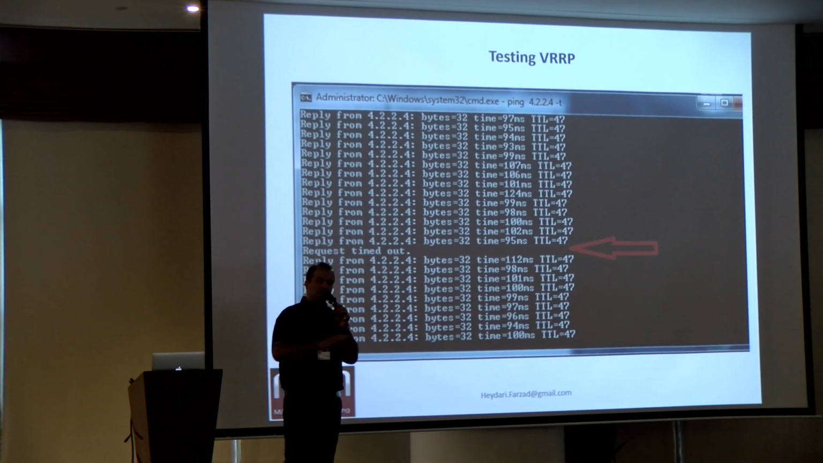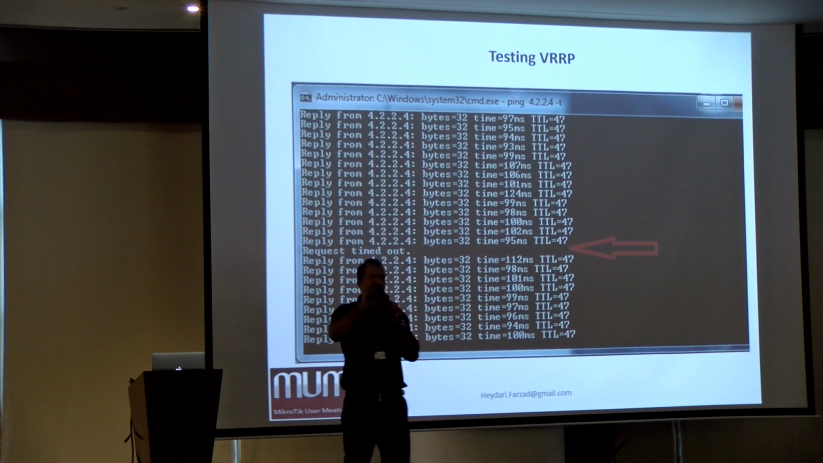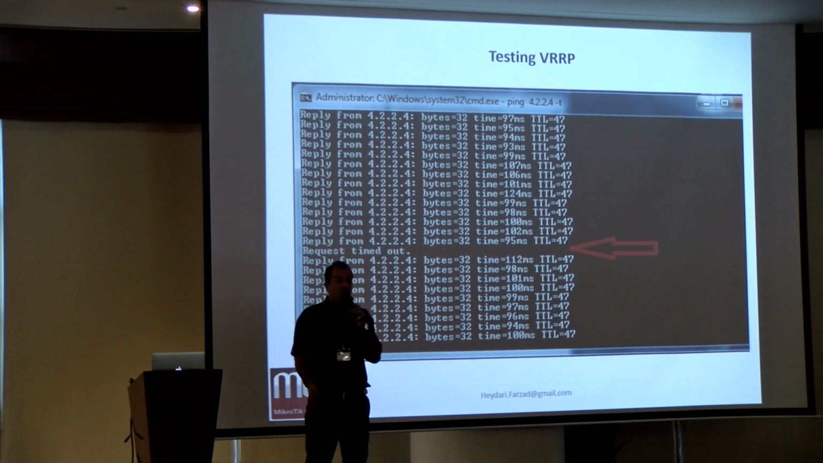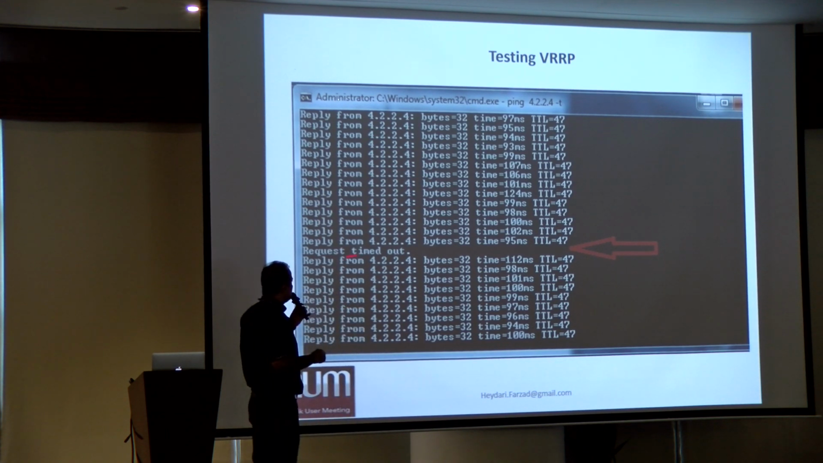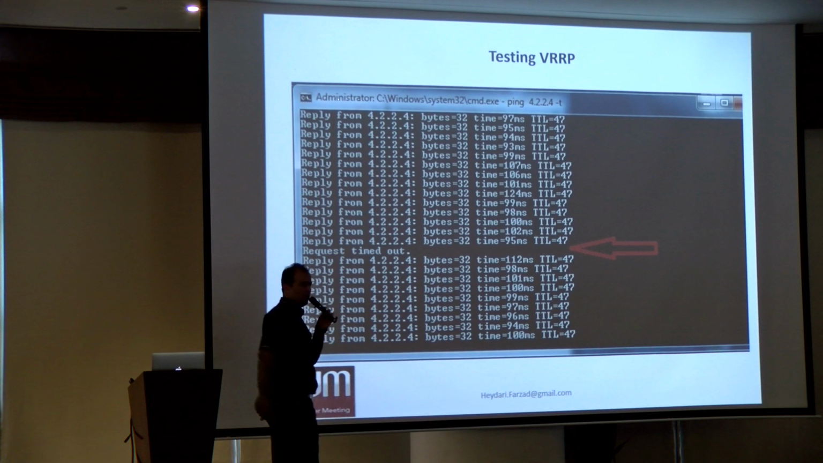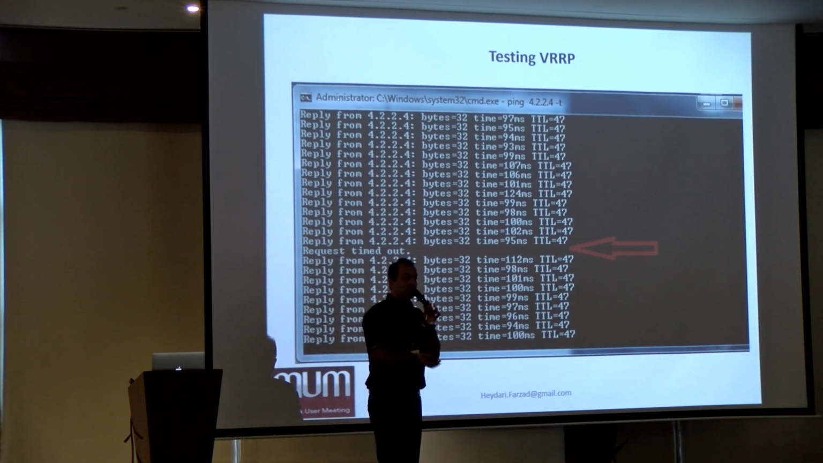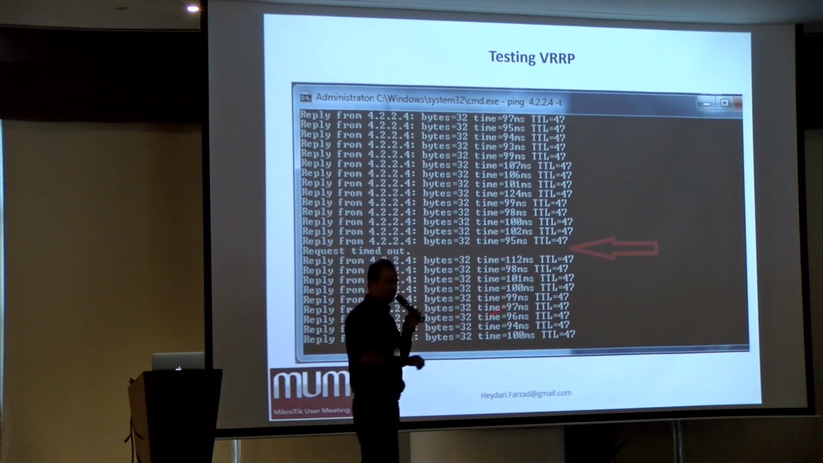The VRRP doesn't have any load balancing. People think that VRRP has built-in load balancing, but there is no load balancing. This is a failover solution. Here you can see I ping the public DNS, and I turn off one MikroTik, and I see one request timeout, and then the backup is master now.